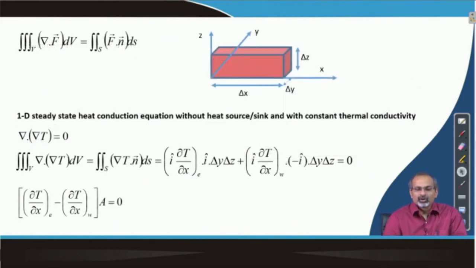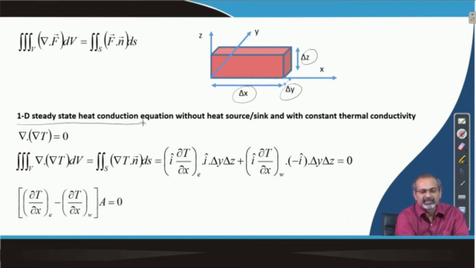Here is a control volume which we have drawn having finite but small dimensions delta x, delta y, delta z along three directions. And we are trying to figure out how the 1D steady state heat conduction equation can be discretized on such a control volume using the finite volume technique.